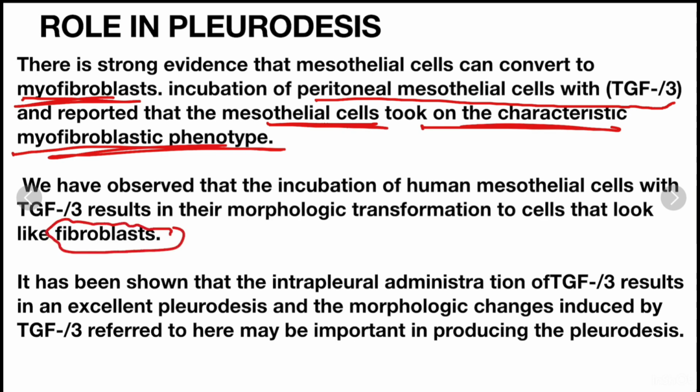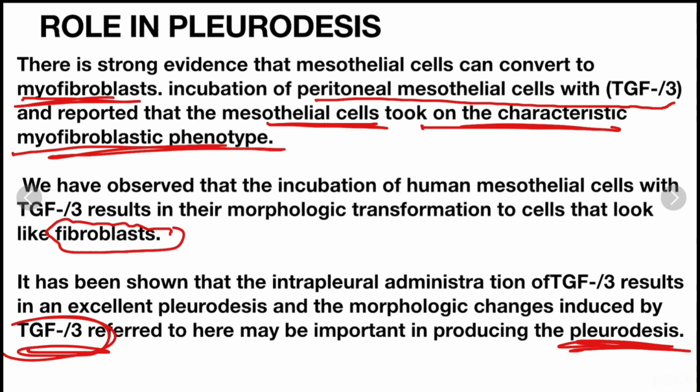It has been shown that intrapleural administration of TGF-beta results in an excellent pleurodesis, and the morphological changes induced by TGF-beta referred to here may be important in producing pleurodesis. Very, very important. So this incubation will produce pleurodesis by transforming these mesothelial cells into fibroblasts. So we can use these transforming growth factors in producing pleurodesis.